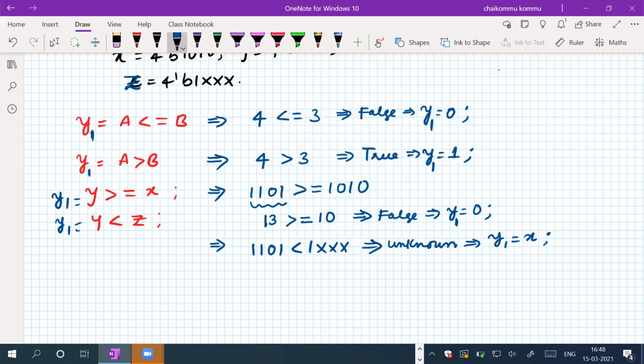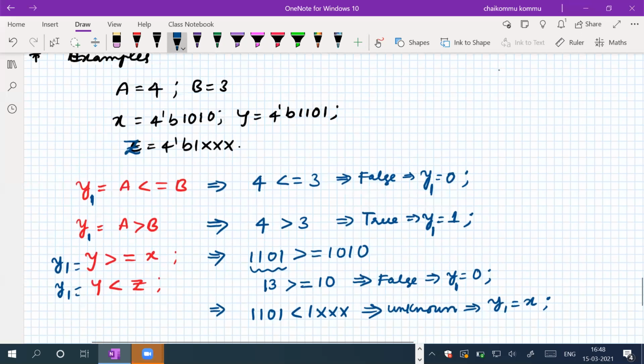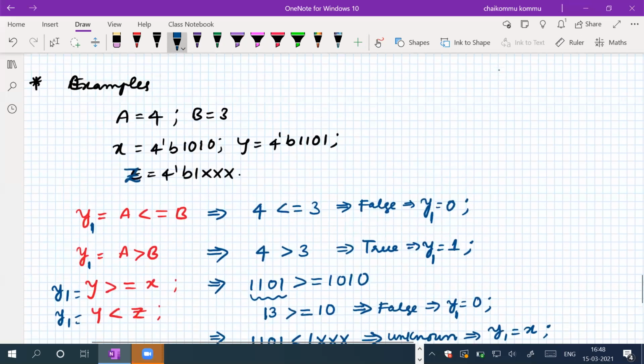Okay, this is how we have to do the relational operators. Then quickly we move on to the equality operators, and then we can stop. So we will go for the equality operation.